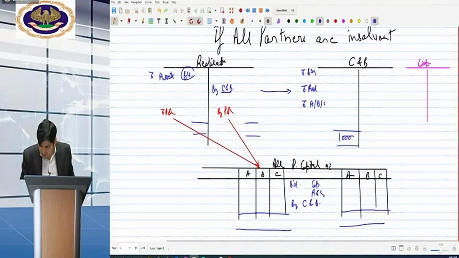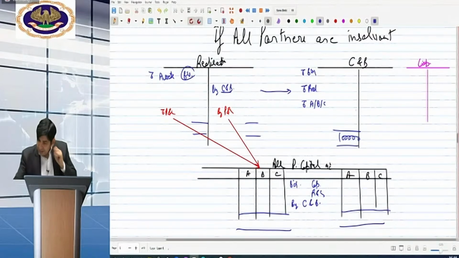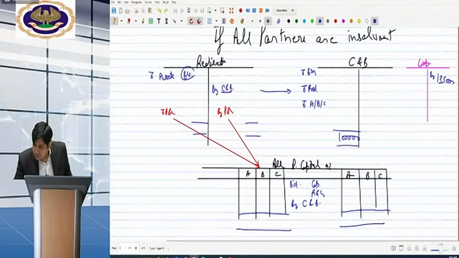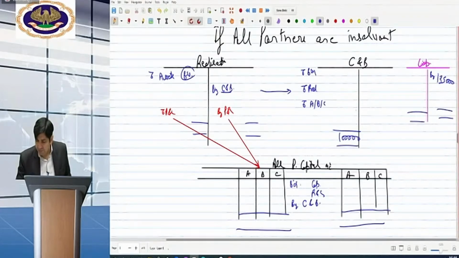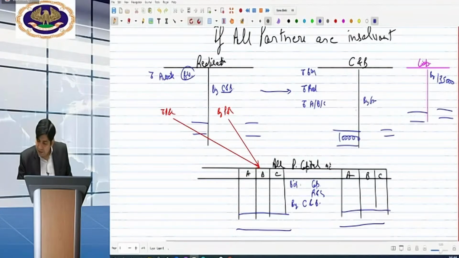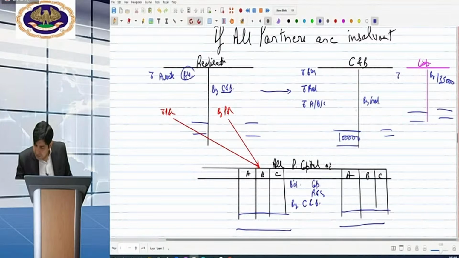Sir, this is 1 lakh, suppose. And how much are the creditors? Sir, creditors are 1,35,000. Okay, beta, liabilities are 1,35,000. It means cash available will be paid to creditors. Yes, that will be 1 lakh, and that will be shifted to creditors. That is cash and bank 1 lakh.